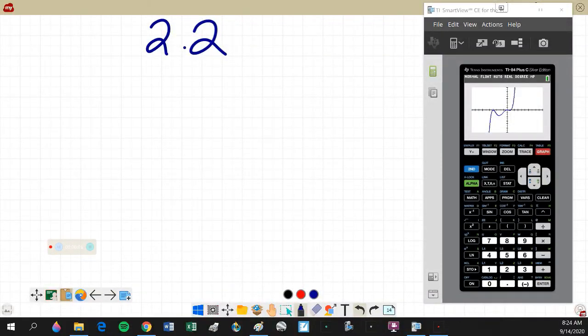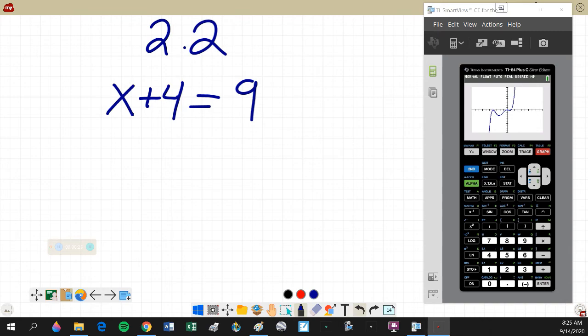Today we will move on to 2.2. We're going to be dealing with solving equations. So if I had x plus 4 equals 9, what is that asking for? What does that mean?